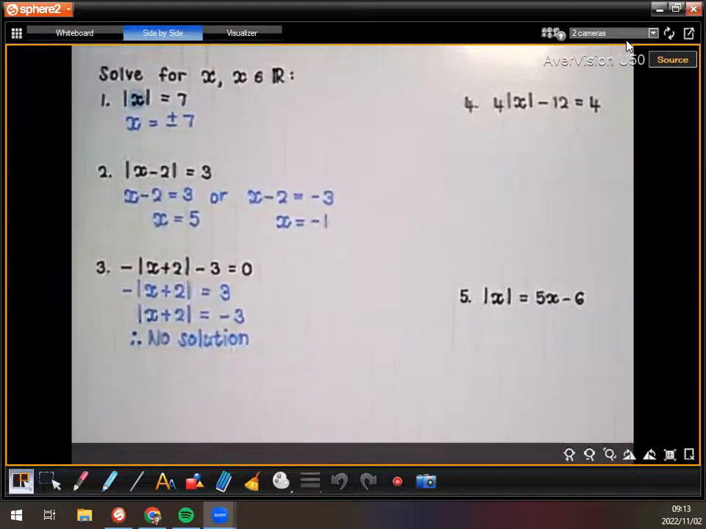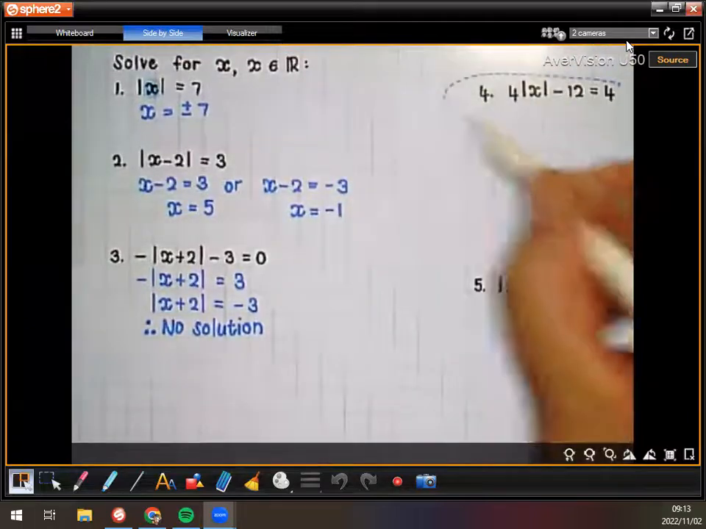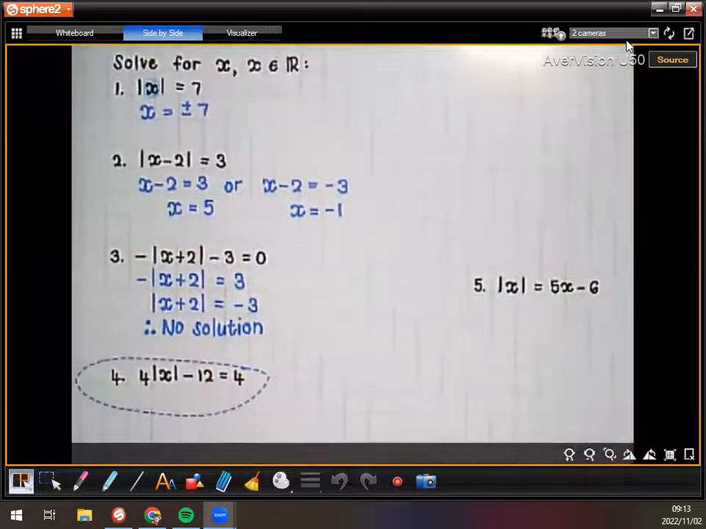All right, next one, number 4. Let me actually move it to the bottom here. I have enough space.